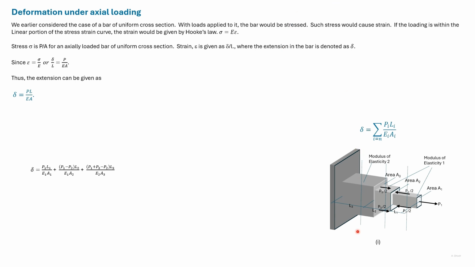Consider a third section here. Again, the resultant of these two forces is P3 acting through the centroid. Then the force acting on this cross section will be P1 plus P3 minus P2. The area is A3 and the modulus of elasticity is E2, which is represented here. So using this expression, we can get the total delta.